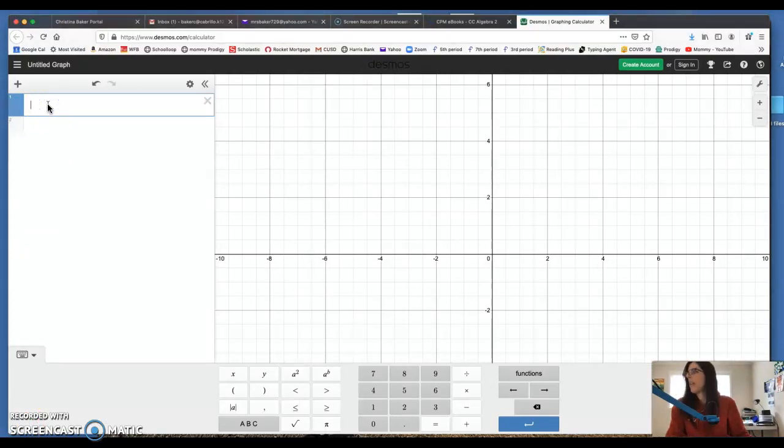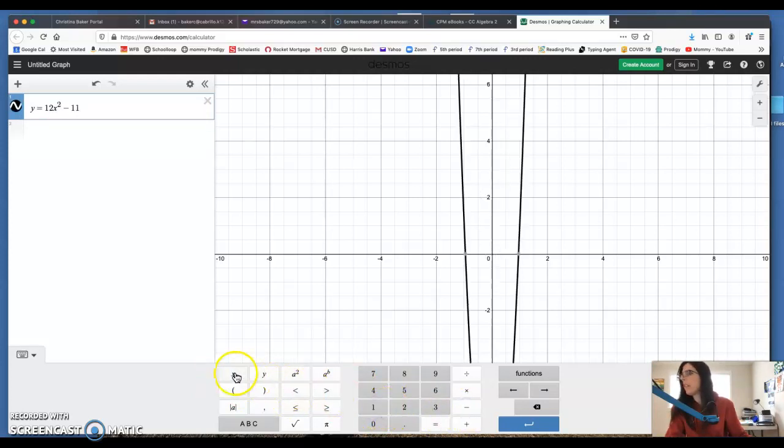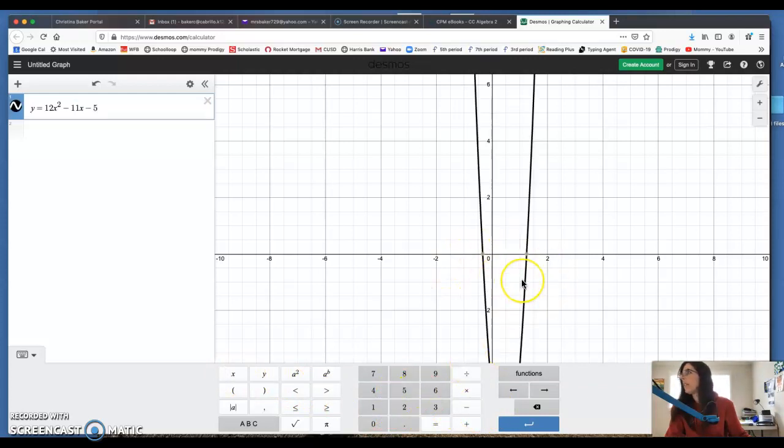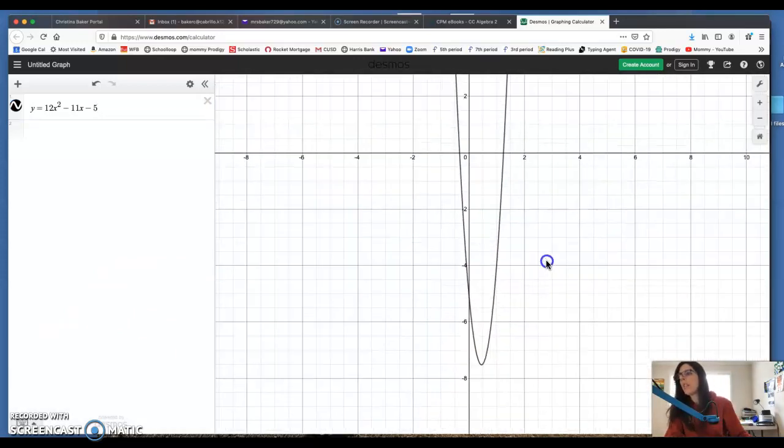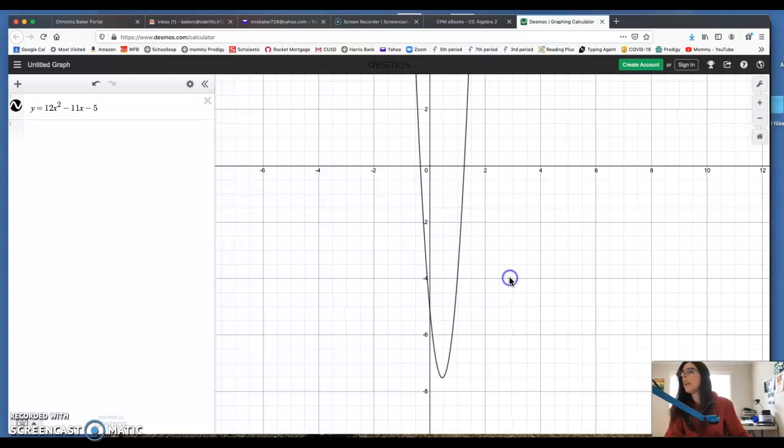Okay, I'm going to retype that. I had a little issue on the computer, so I had to pause it and restart. So I'm going to go y equals, and I'll go over here. So I'll do 12x squared, whatever the equation was, minus 11x minus 5. Okay, so now we see our graph, and I'm going to lower my keyboard, and I'm probably just going to shift this up a little bit more over here.